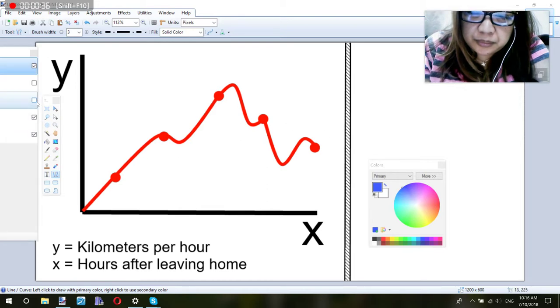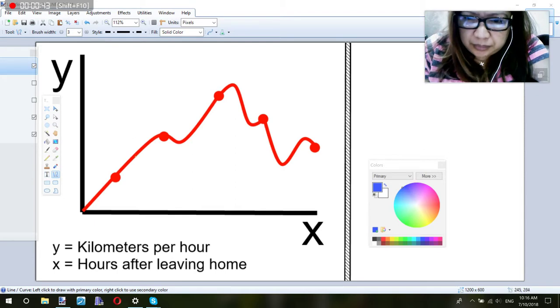So the first thing I want to do is get the slope. If I wanted to get the slope, what would happen to my units?